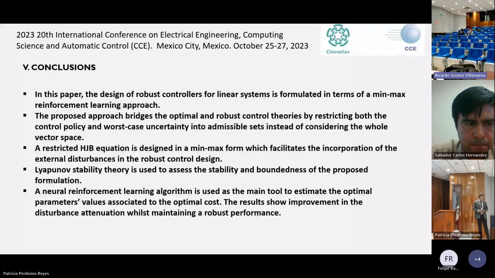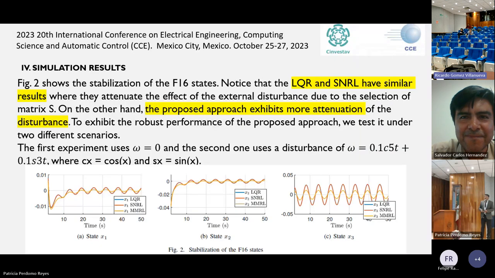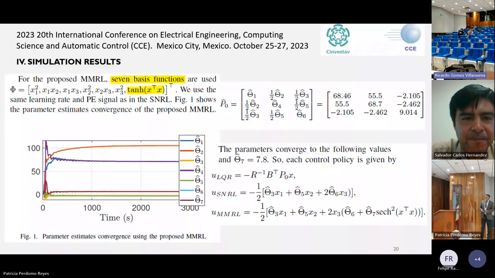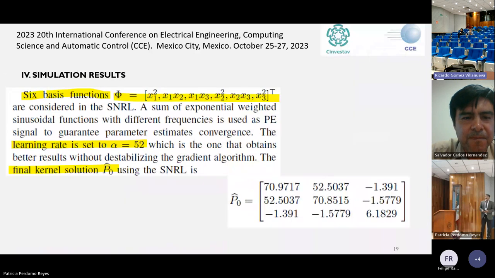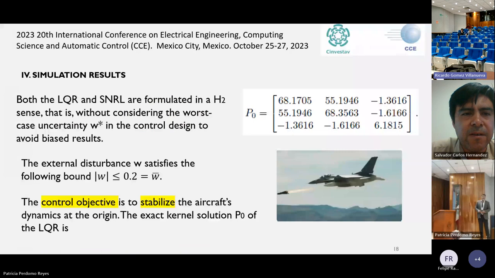This is all the presentation. I hope it was not confusing. This article is very mathematical, but we're happy because this is an interesting tool that we can use in other mechanical systems. And that's all. Thank you very much for your attention.